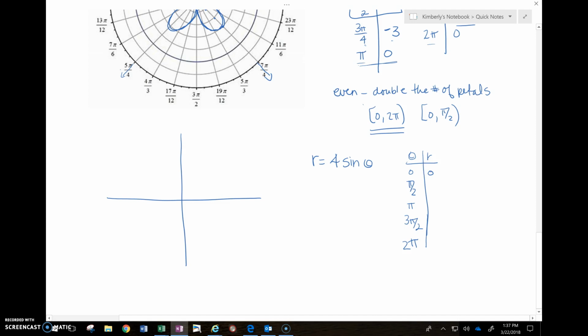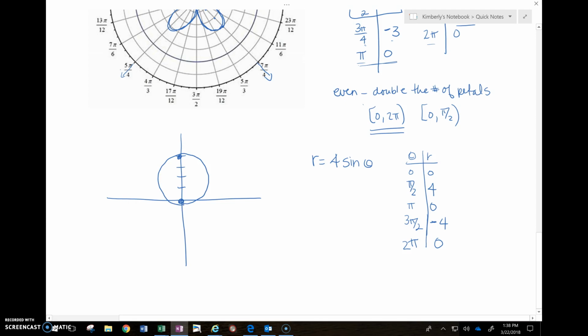The sine of pi halves is 1. So times 4 is 4. Pi is going to get us back to 0. 3 pi halves, then it's going to be negative 4, and 2 pi will be back to 0. So I start here, I go up 4, and then I'm back to 0. So I get this one petal effect, and to be honest with you, that one petal is a circle.